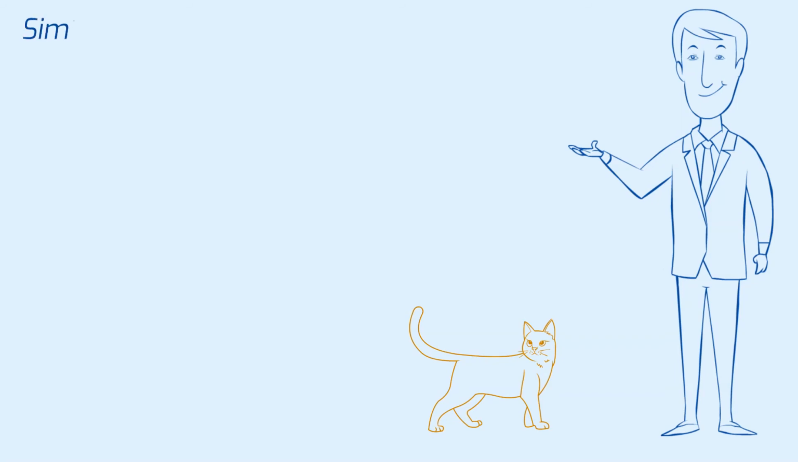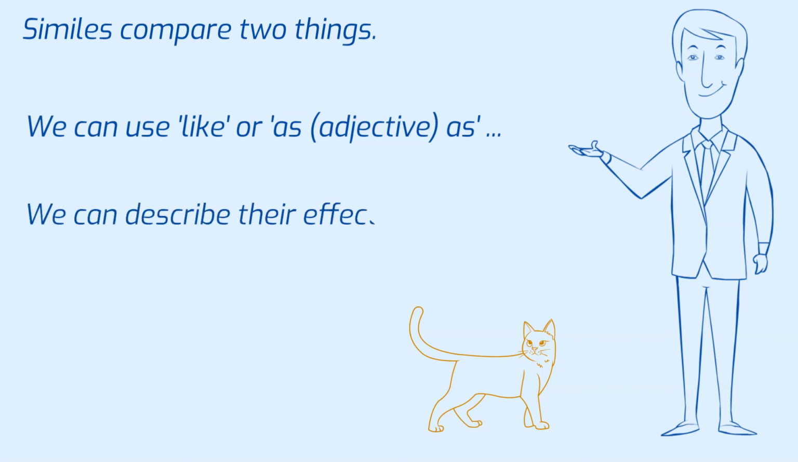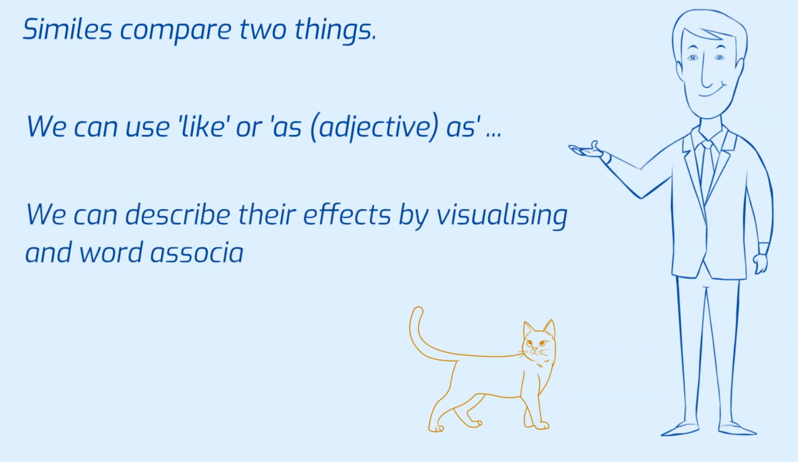So, now to recap. Similes compare two things. We can use like or as adjective as. We can describe their effects by visualizing and by word association.